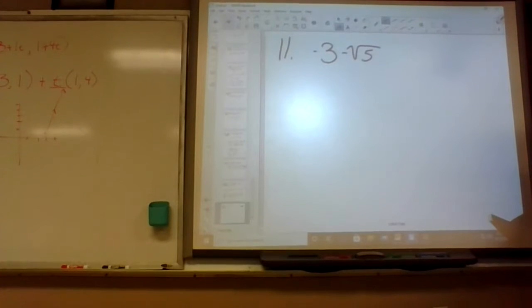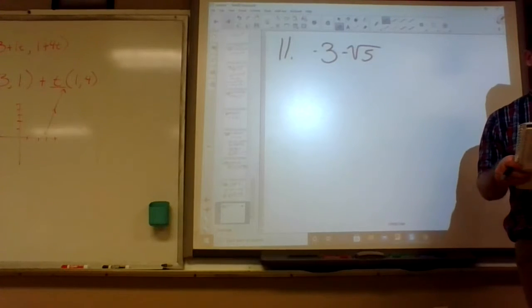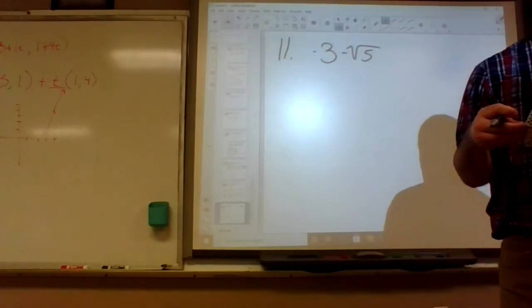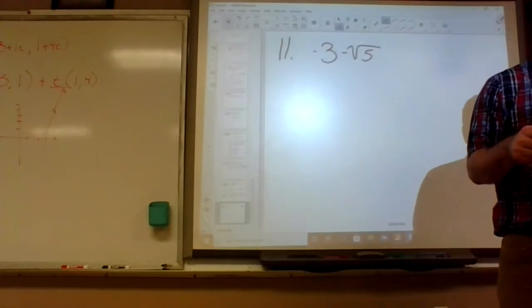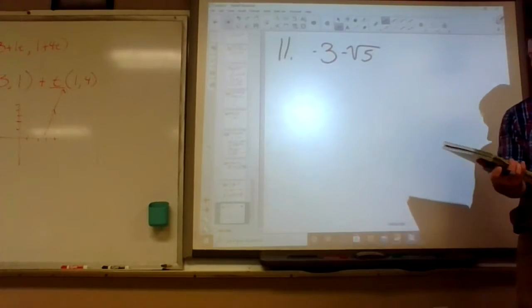I don't understand that at all. Right, then 1 through 3 were the conjugates. That was the opposite thing you would do. Yes. 1 through 3, those are conjugates. So on 11, what is the conjugate for what they give us? Negative 3 minus square root of 5.